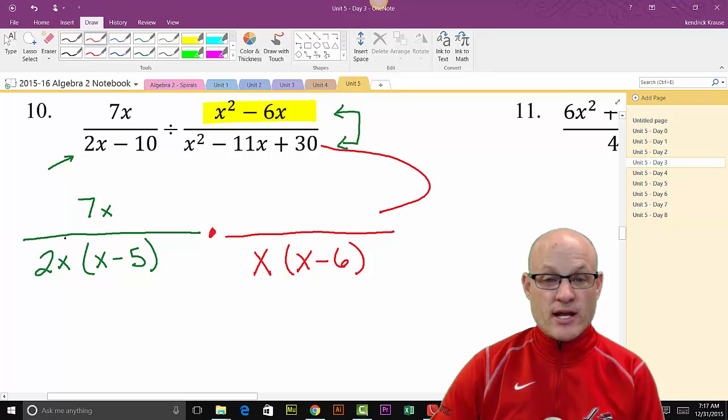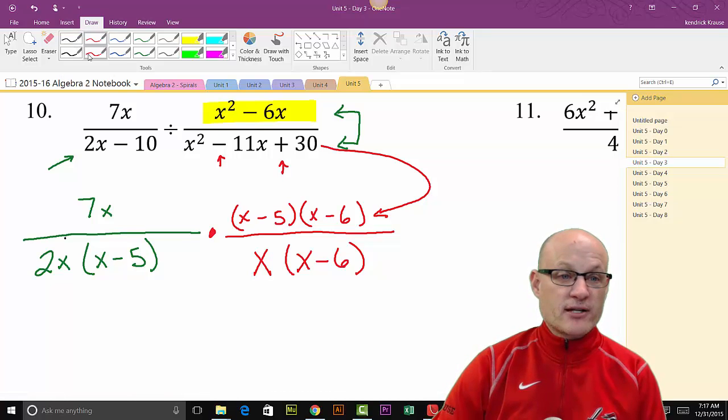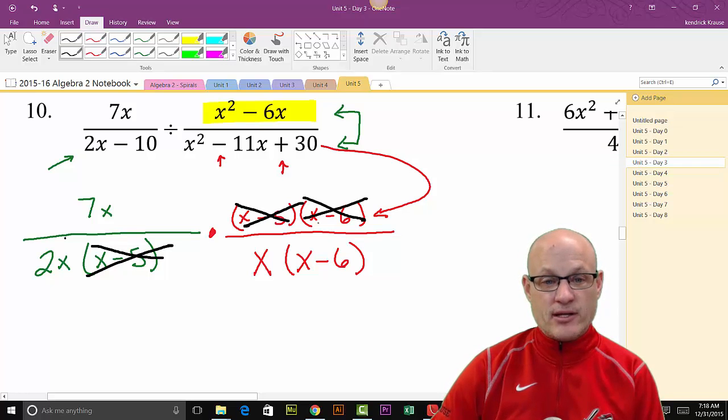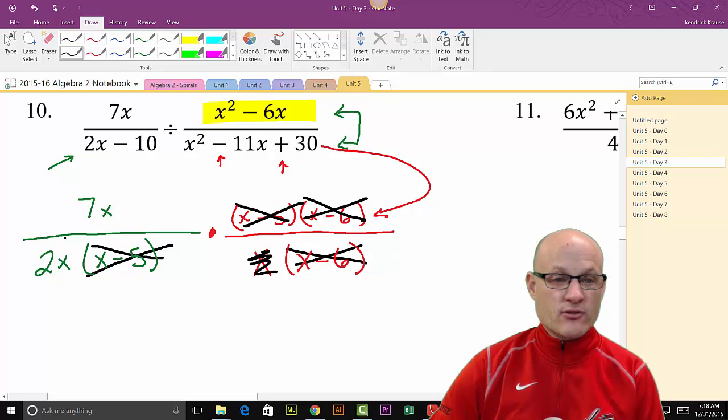And then I'm going to work on this one, and that goes up here in the numerator, and that's going to be x and x. Signs are going to be the same because this is a positive, and they're both going to be negative. And -5 and -6. And I start dividing out common factors. This x minus 5 cancels with this x minus 5. You can go from any numerator to any denominator as long as it's all multiplication. This x cancels with this x. So I'm left with 7/2x.